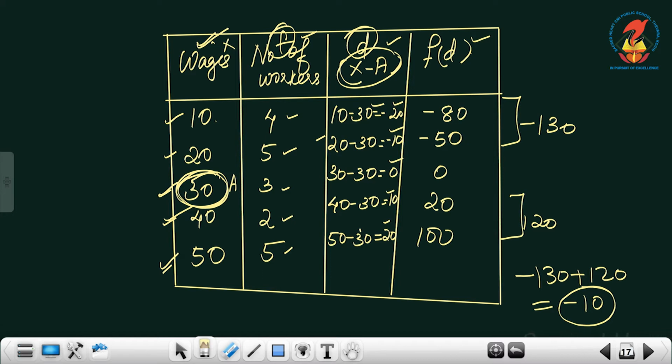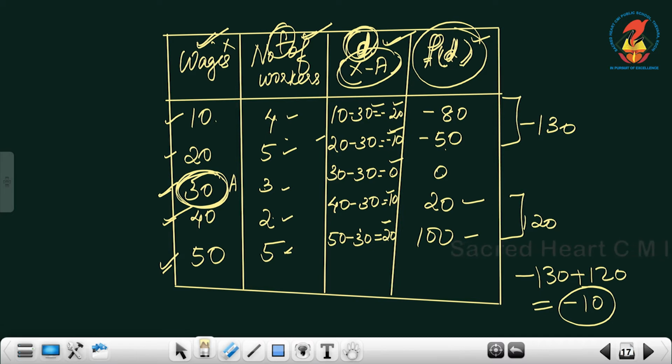Now after that the next column should be f into d because our formula is A plus sigma of f into d. You have to find out f into d. Each deviation should be multiplied with f. So please put a tick mark on the columns where you have to multiply d and f. F into d, minus 20 into 4, minus 80, minus 10 into 5, minus 50, 0 into 3, 0, 10 into 2, 20 and 20 into 5, 100.